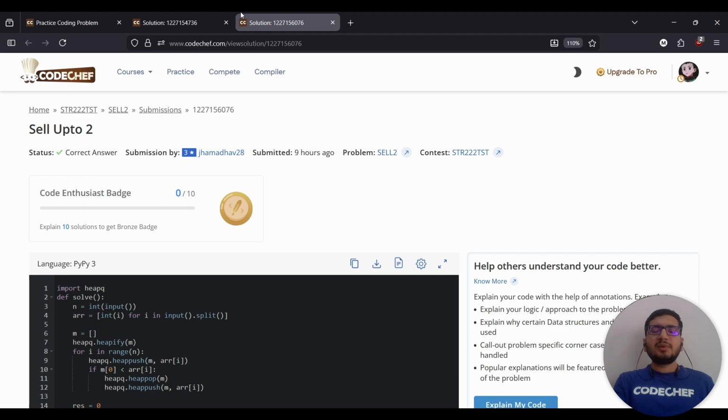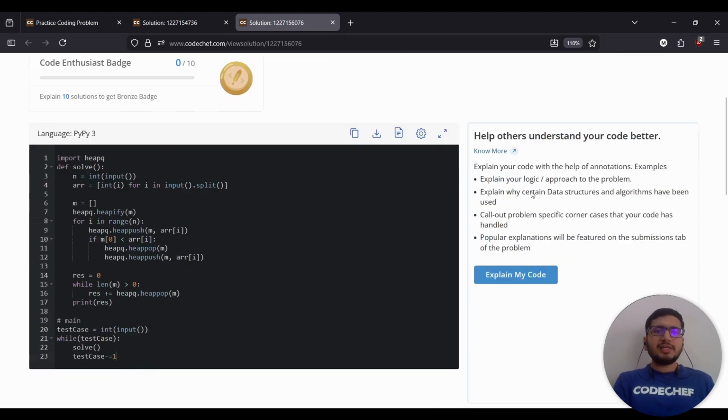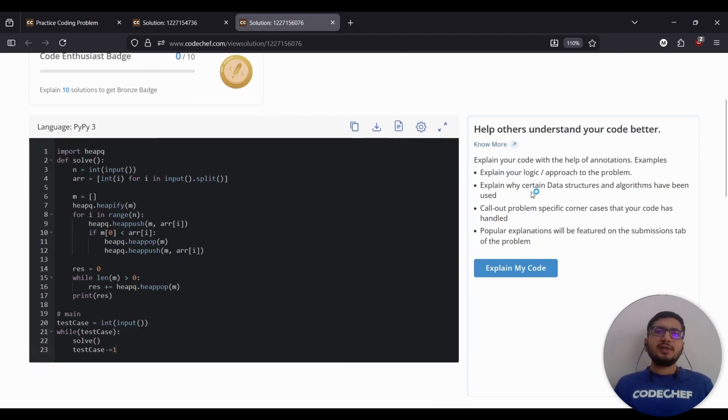Let's see how we can implement this in Python. Again, for each test case, we call the function solve and we take the input of our array. But in the Python solution, what we do is instead of using a dictionary or a map, we use a heap. Because if you remember, we only want to find out at any point of time what is the minimum number that we have stored here, or the minimum amount that we have sold a watch for.